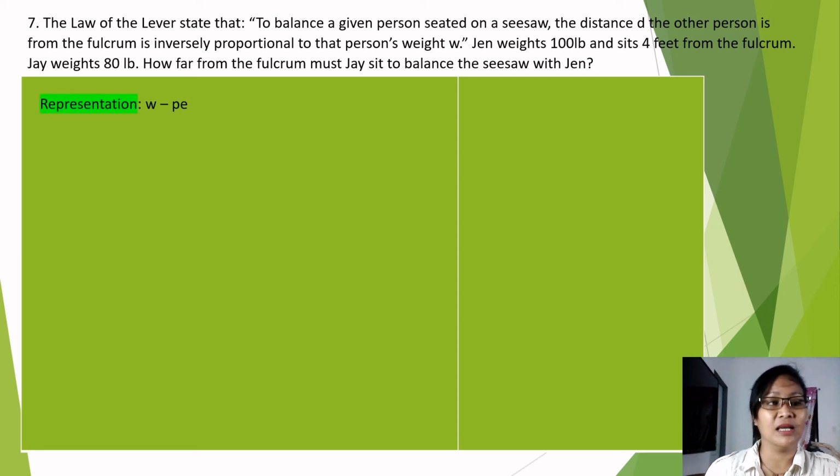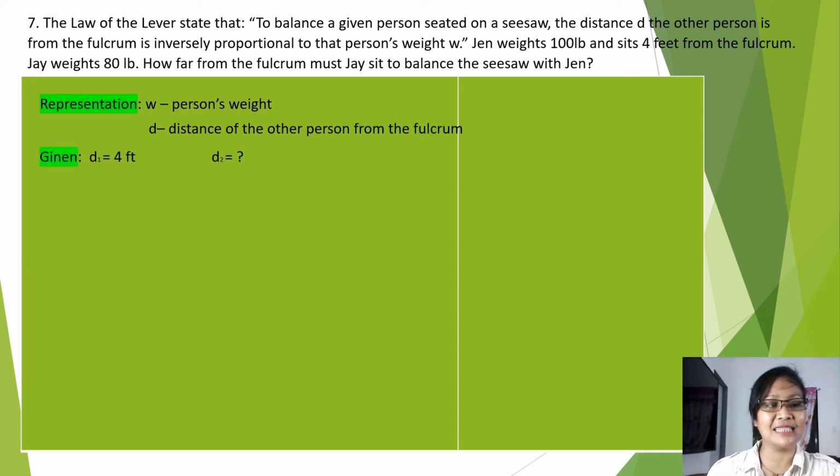Representation: W, person's weight, and D, distance of the other person from the fulcrum. Given D sub 1 is equal to 4 feet, D sub 2 is the unknown, and for our W sub 1, 100 pounds, and W sub 2, 80 pounds. Next, the equation. For our variation equation, D is equal to K over W, and for our constant, K is equal to D times W.